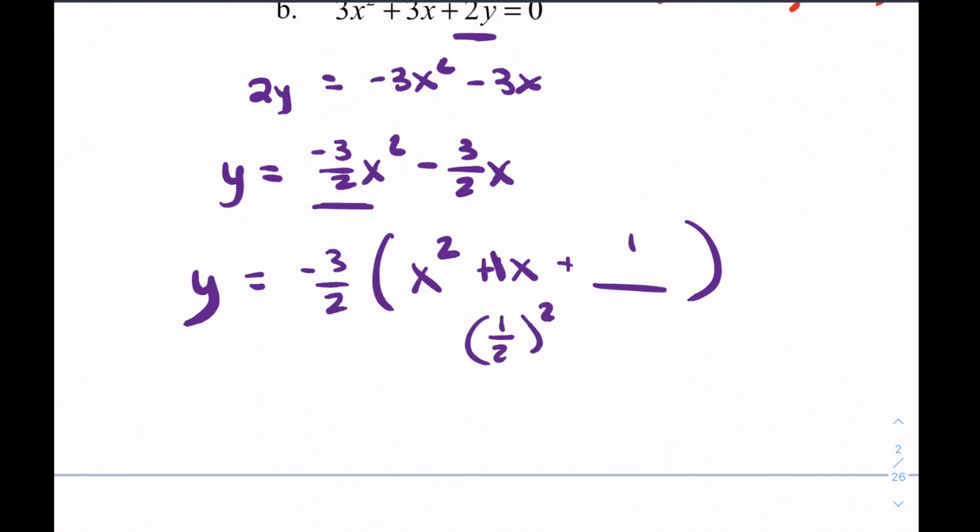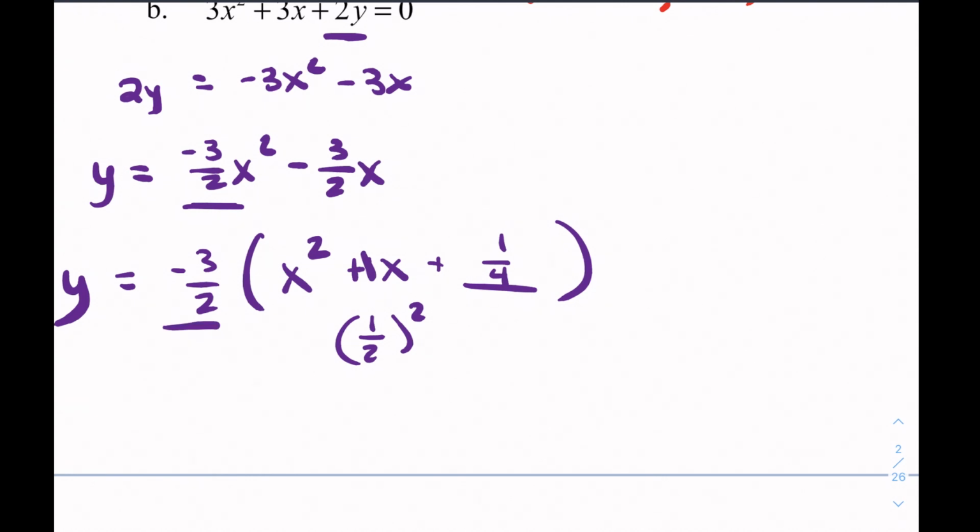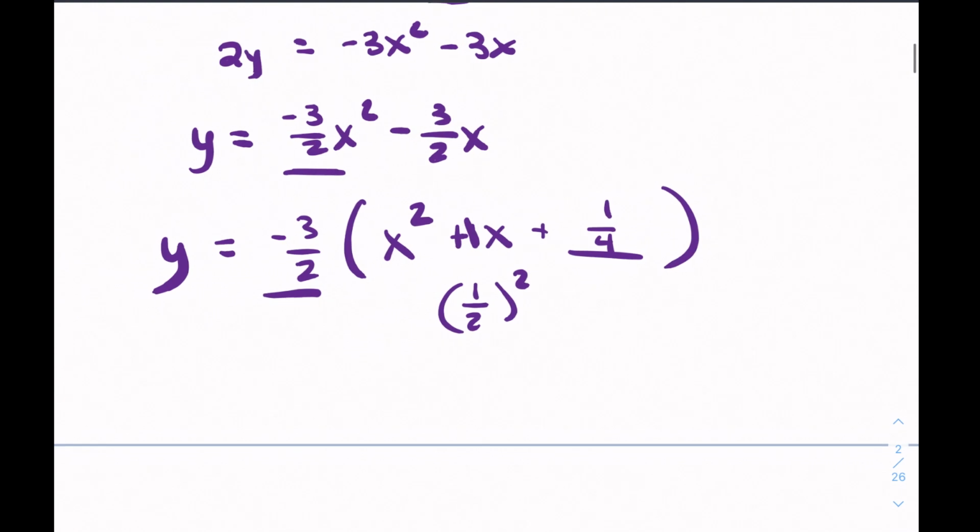It gives me 1/4 on the inside, so I'm going to subtract, technically it's 1/4 in here, but I have to multiply by negative 3 halves. So negative 3 halves times 1/4 is negative 3/8. And I could have that on the left side, whatever you do to one side, we do to the other, or I can add 3/8 on the outside. I'm just going to add 3/8 to the outside. Again, that's negative 3 halves times 1/4 to keep everything balanced.